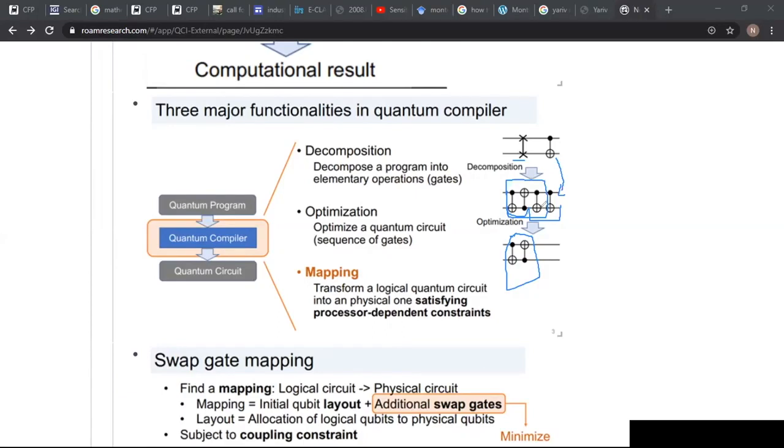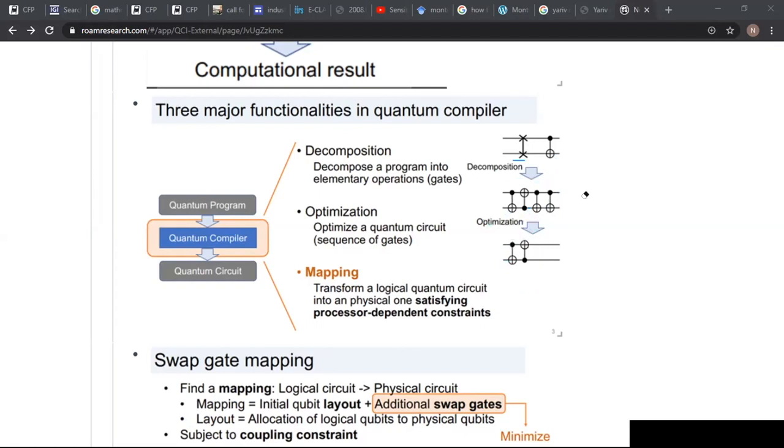So you get rid of them because you really don't want extra gates to be there on your quantum hardware where you implement it, because that would result in drastic changes in your fidelity and many other parameters. So these are the three main functionalities. And the third one is mapping.